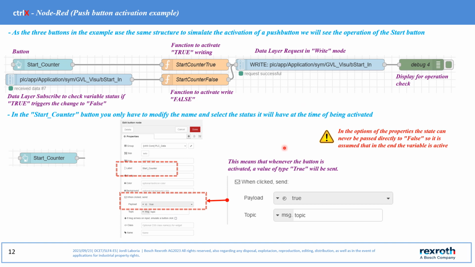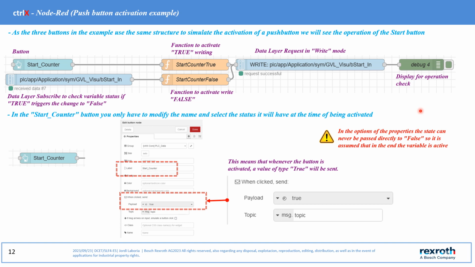As we can see, the general structure contains a total of 6 elements: the push button that will appear on the dashboard, the function with the activation value true and false, the status bit that generates the disconnection of the push button and therefore simulates the operation of a push button, the write order of the program variable through the data layer, and of course the check debug, which is another way to see if all this is activated or not.